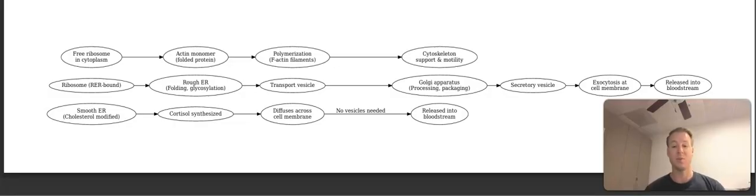This flowchart summarizes the differences. Cortisol diffuses out. Growth hormone uses the endoplasmic reticulum, Golgi, vesicle pathway, and actin stays inside the cytoplasm.